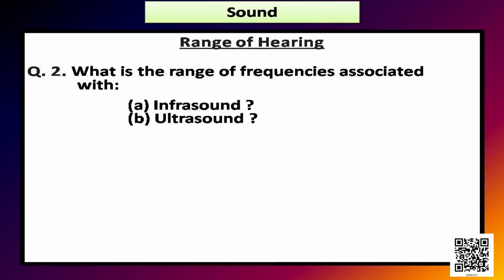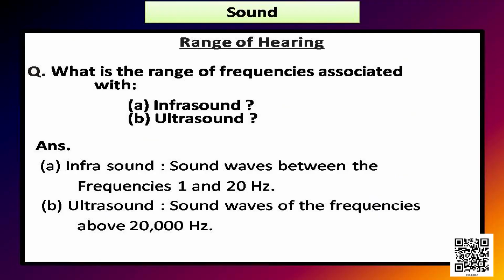Then the next question is, what is the range of frequencies associated with infrasound and ultrasound? Let us discuss the solution for this question. Okay? Students, for infrasound, the range is less than 20 Hz and for ultrasound, it is greater than 20,000 Hz. Hope you understand the solution for the questions.